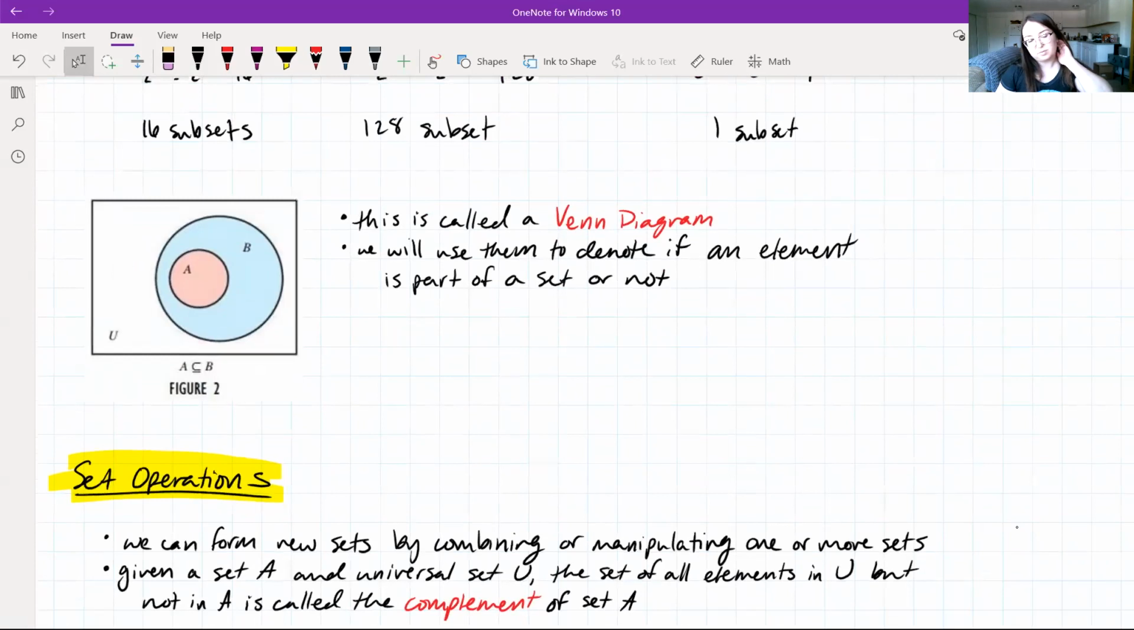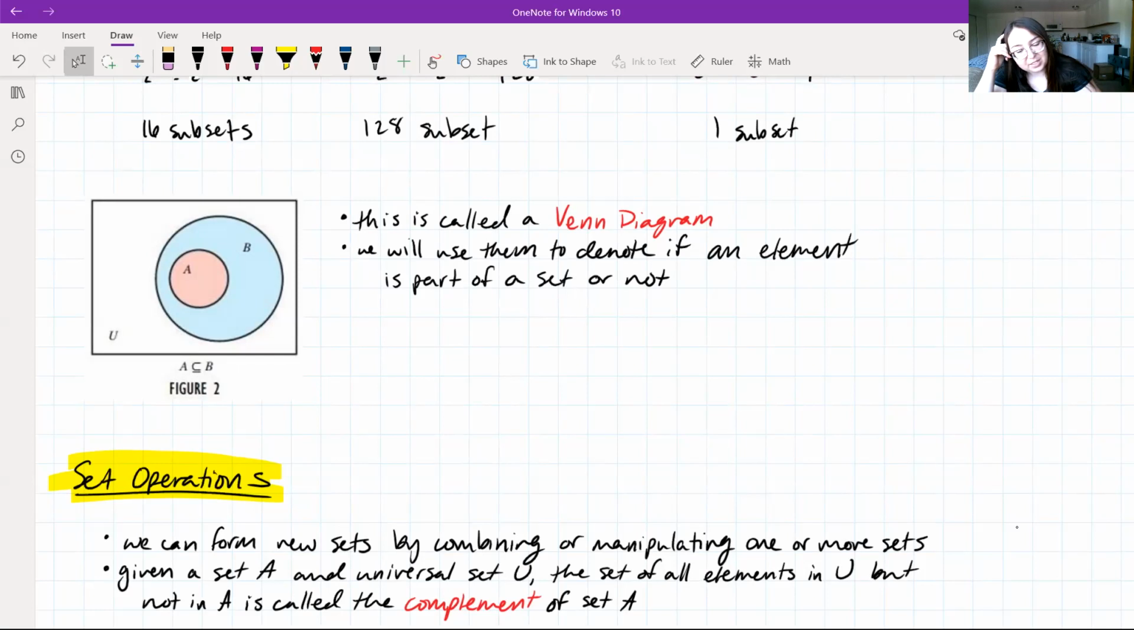Moving on, we see this image here in figure 2, and we have a box, and we have a circle inside of another circle. We see that the smaller circle is labeled A, the bigger circle, the blue circle, is labeled B, and the A circle is kind of a pink color. And then our rectangle here is labeled U. This is called a Venn diagram, if you've never seen one before.